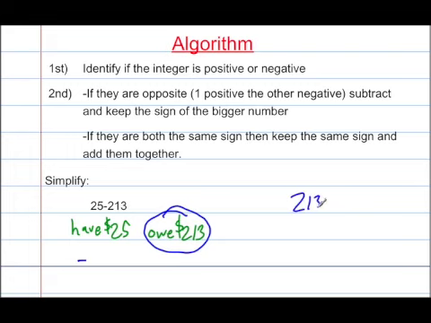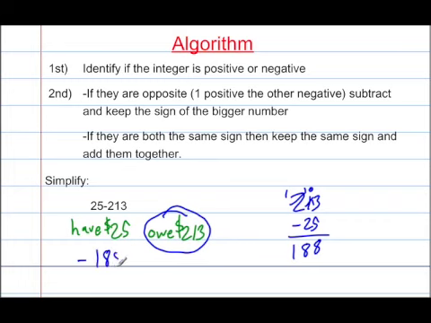So I have 213 minus 25, and I'm going to subtract this, carry that. 13 minus 5 is 8. 2, take it to 1. 10 minus 2 is 8, and bring the 1 down, 188. So if you notice, I got a positive here, but my answer is going to be negative.